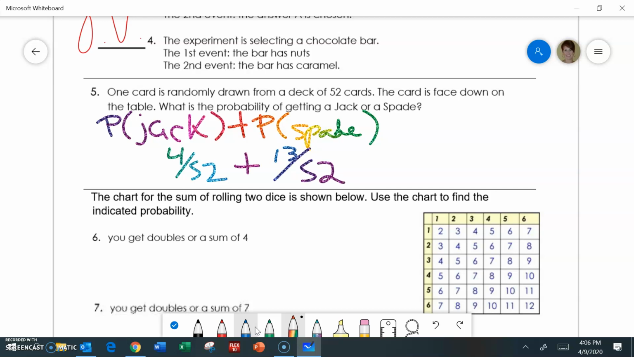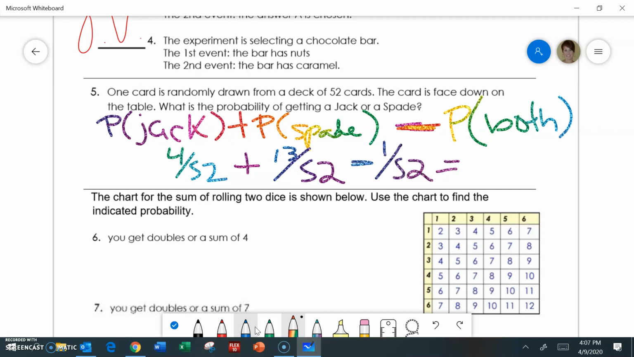However, we know that out of the 4 jacks, one of them is also a spade. So this is where we need to subtract away what we call the overlap. So I'm going to put the probability of both, meaning it's a jack and a spade. And there's only one in the deck.